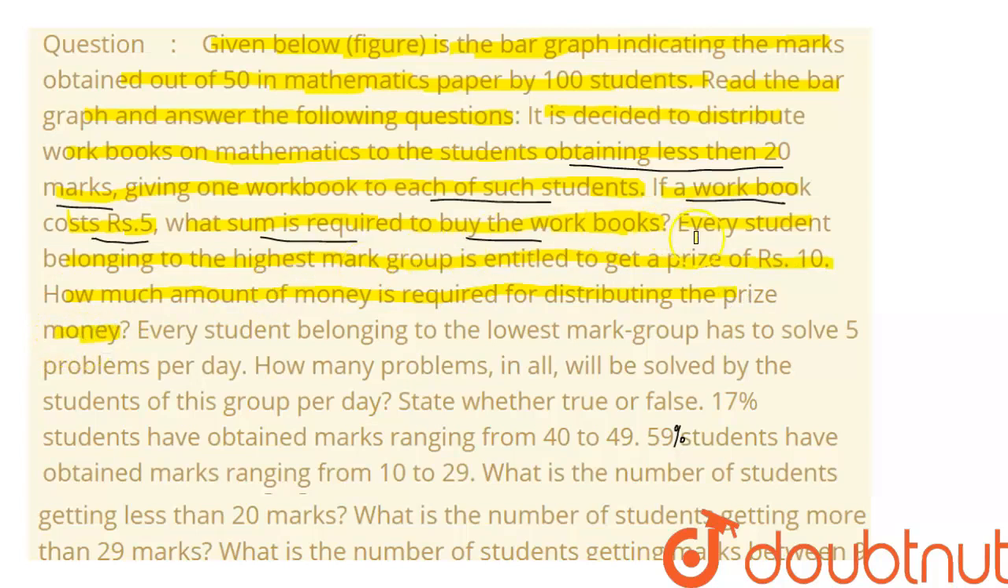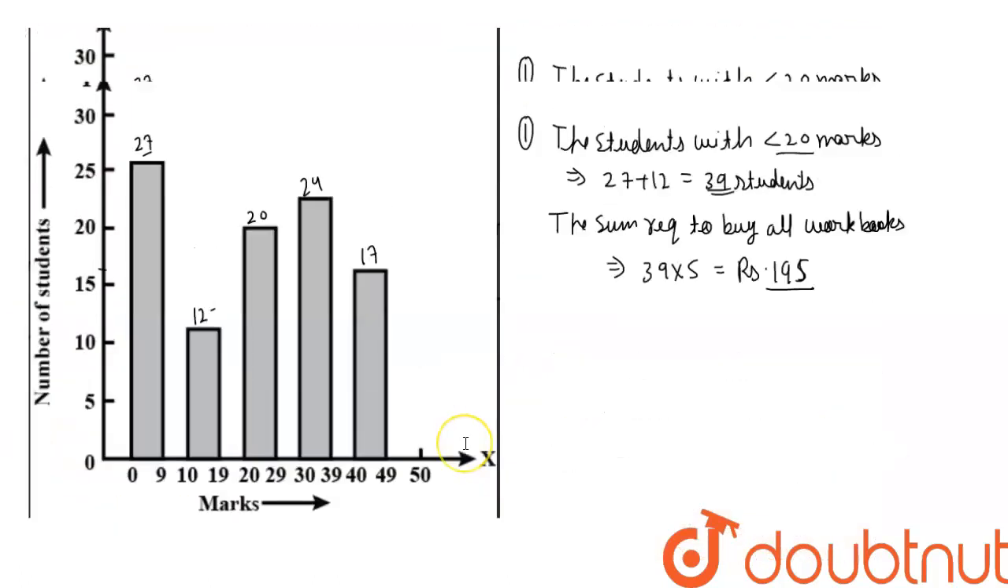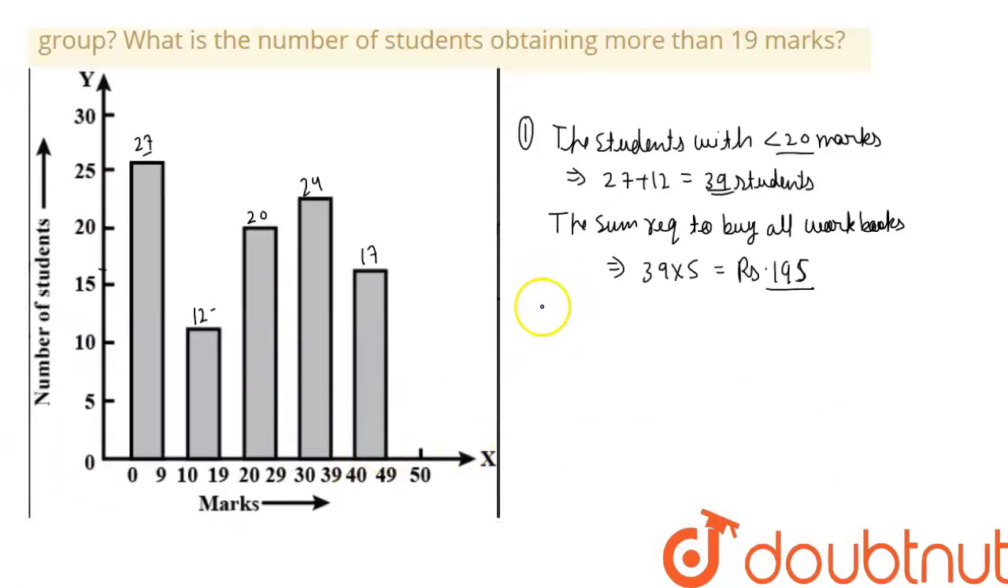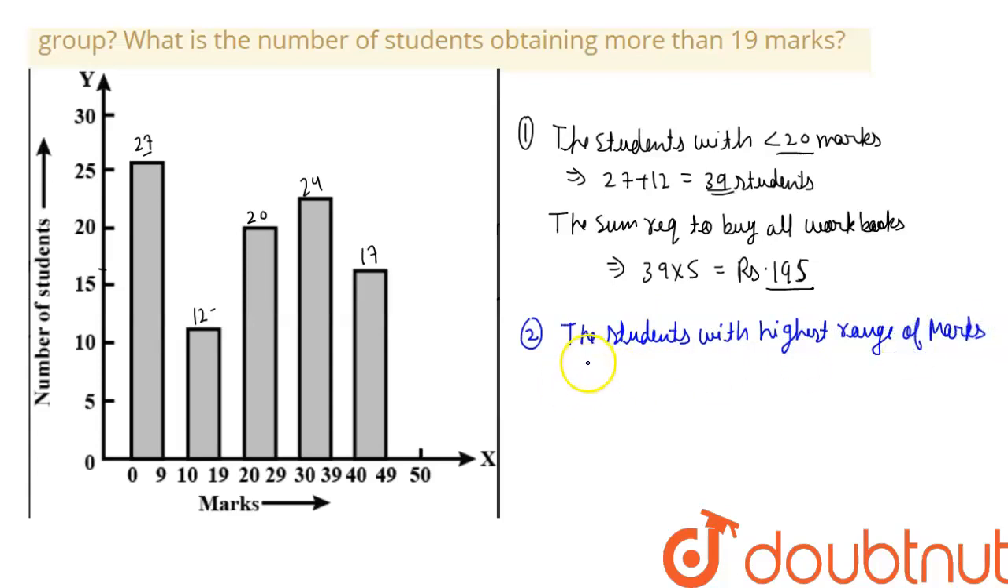So now here they are talking about those students who have got the highest marks. So here the highest range of marks is from 40 to 49. So the students with the highest range of marks. And what is that highest range of marks? That highest range is from 40 to 49.